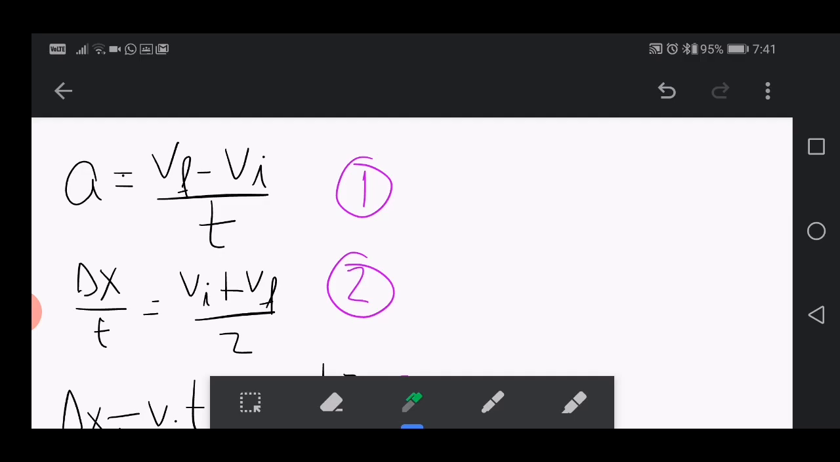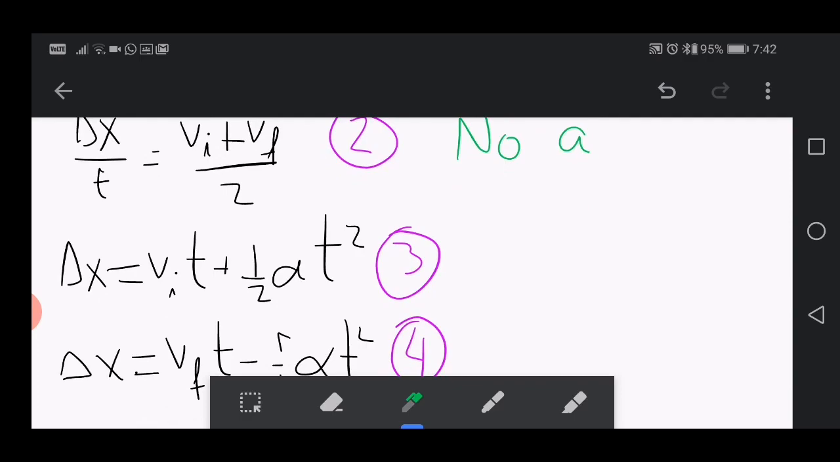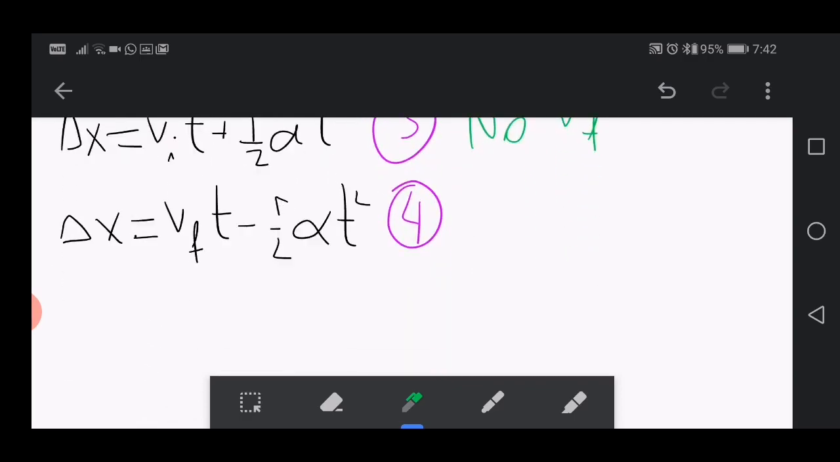In the first equation, we will have no displacement present. In the second one, you have no acceleration present. In the third one, no final velocity. And in the last one, no initial velocity.